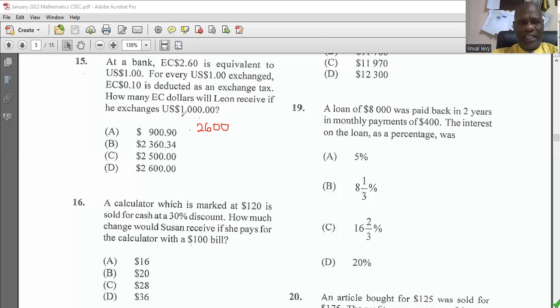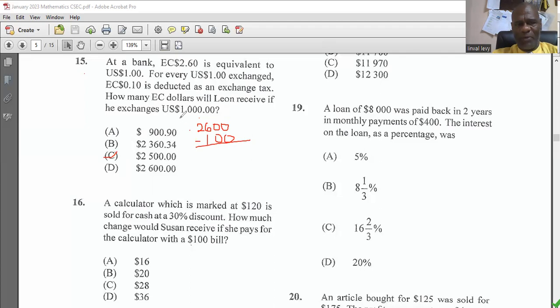So just know that 10 cents is 1/10 of a dollar. Right, so it will be 1/10 of 1,000, or 1/10 times 1,000, however you want to say it. That will give you $100. Then you are subtracting $100 now from 2,600. Right? And that leaves us with 2,500. So your answer for this would be C.